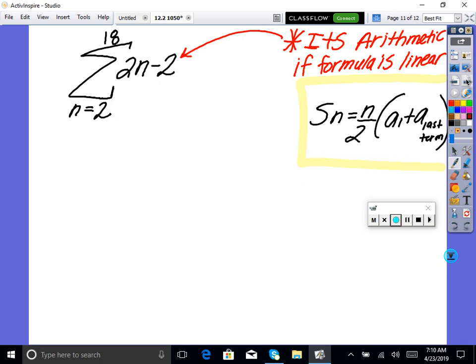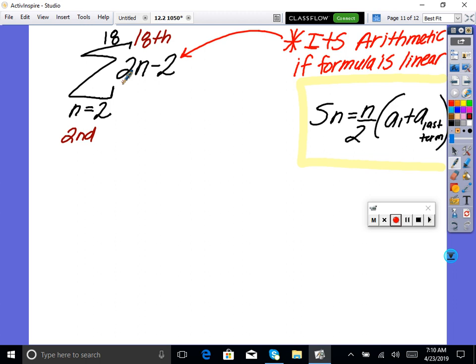Okay, so here is what throws people for a loop. This is where you need to focus, because this is really easy, but there's a lot of mistakes. It says, find the sum of n equals 2 to 18. So doesn't that mean we're adding up the second through the 18th term?